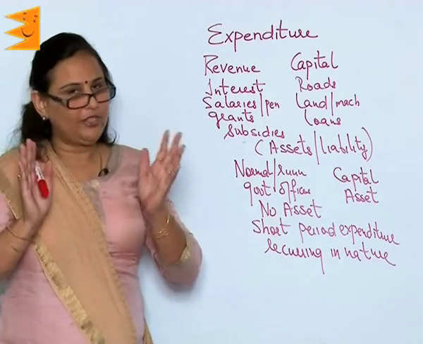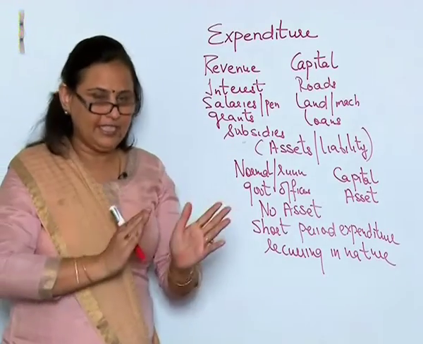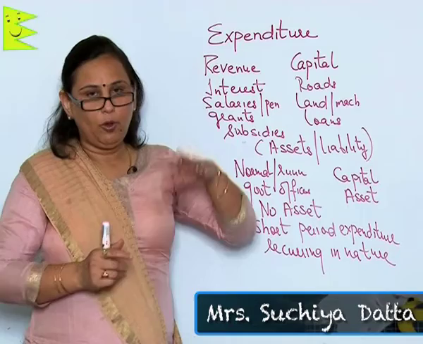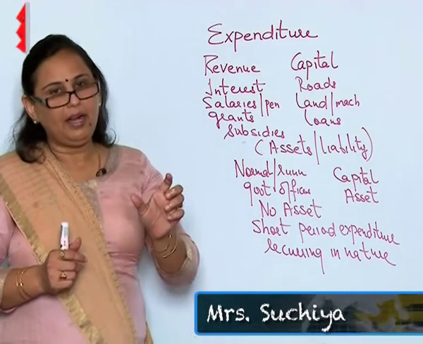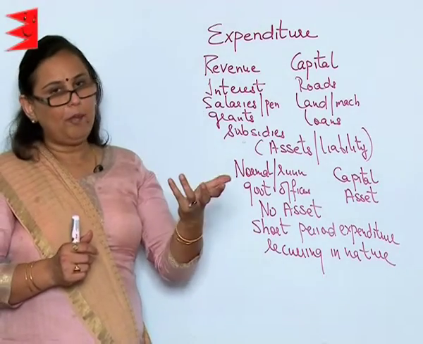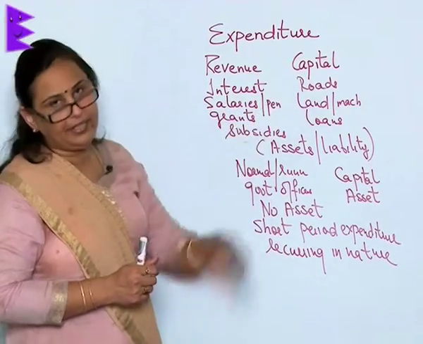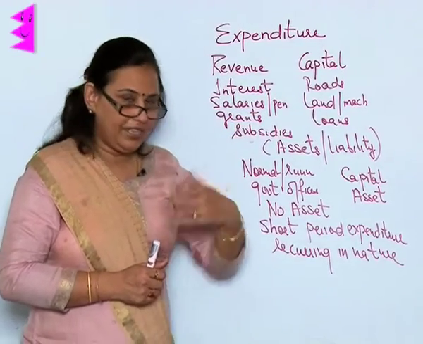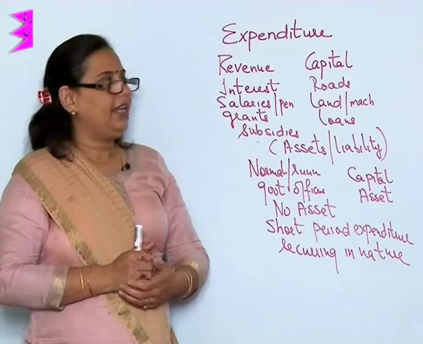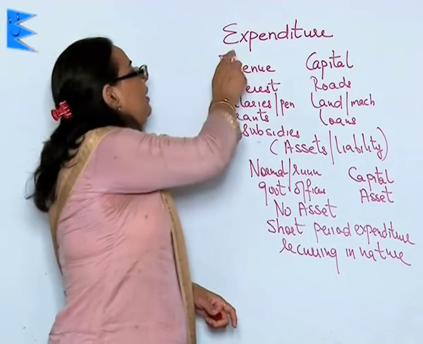There were two parts of the budget, that is receipt and expenditure. I have already told you about the receipt part, and as it is, there are two components in both receipt and expenditure, which is the revenue and the capital. And you've already seen, as I said, of the receipt. Let me talk about the expenditure.